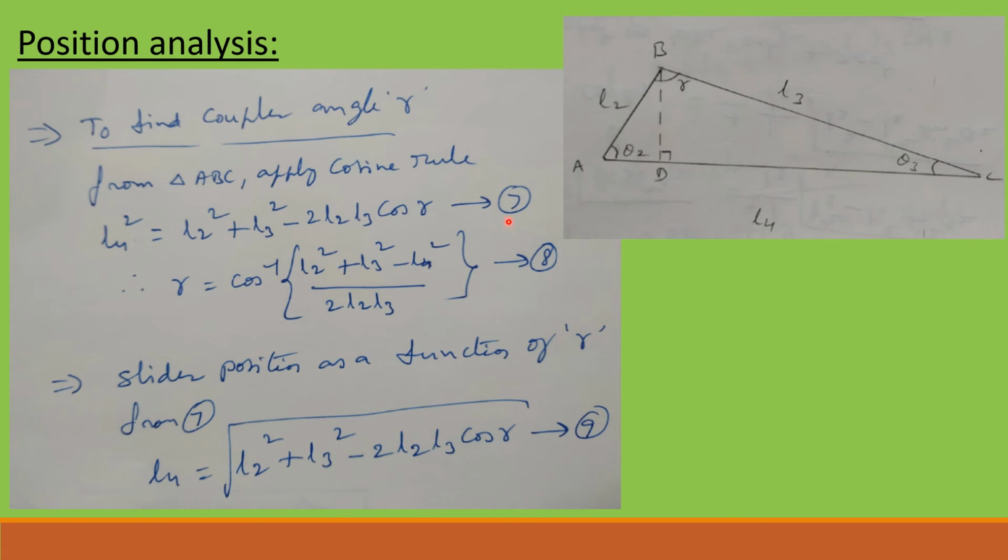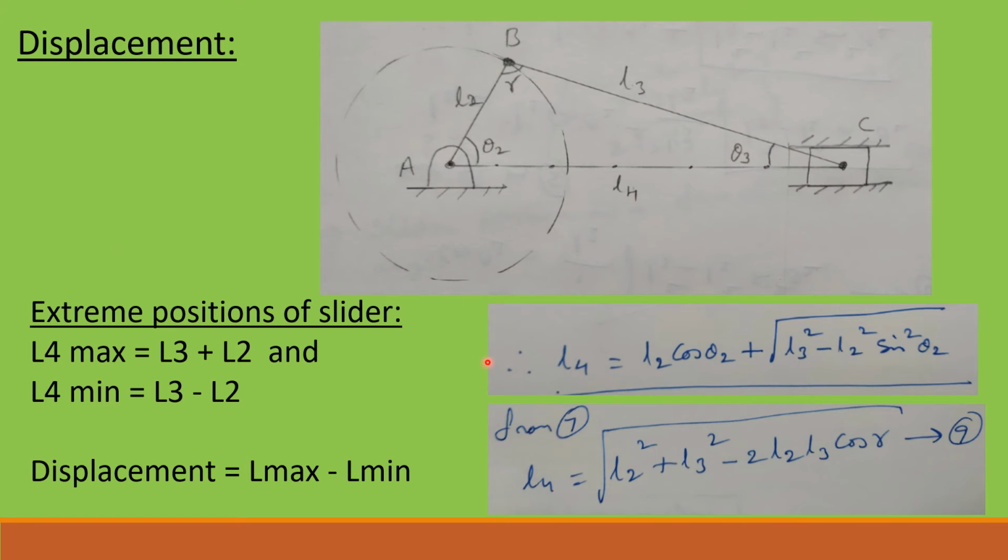So from this same equation 7 we can find slider position as a function of L2, L3 and gamma. So L4 equal to square root of L2 square plus L3 square minus 2L2 L3 cos gamma. Let us call that equation number 9. In the previous slides, we derived two different equations to find slider position. First one was L4 as a function of L2, L3 and theta 2. Second one was L4 as a function of L2, L3 and gamma.